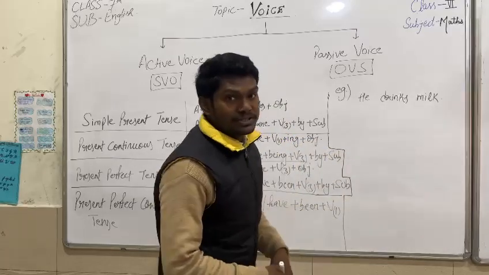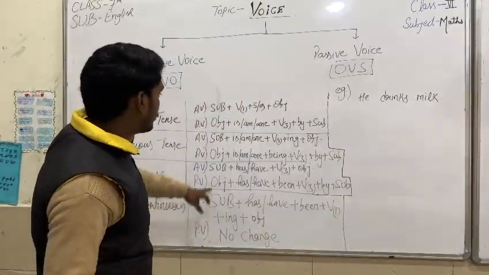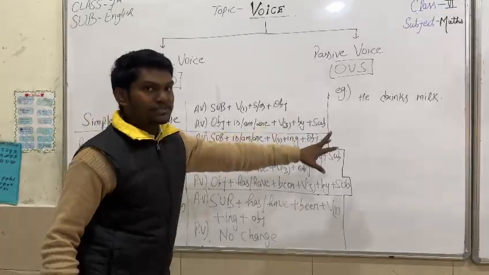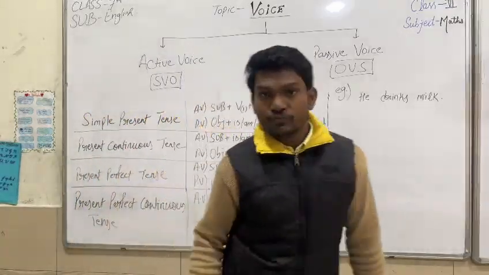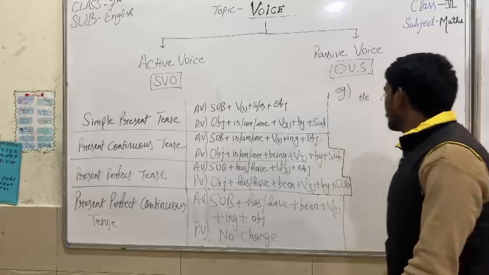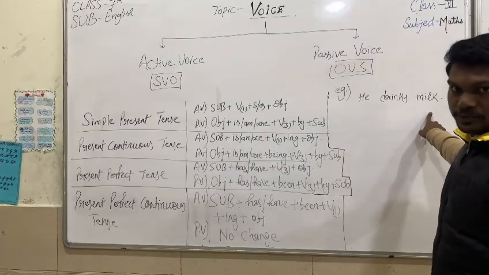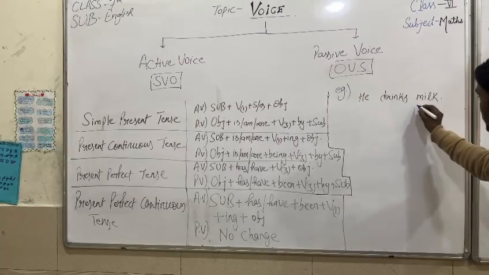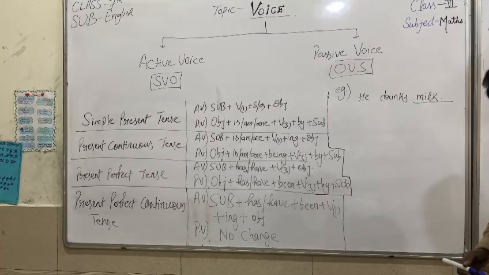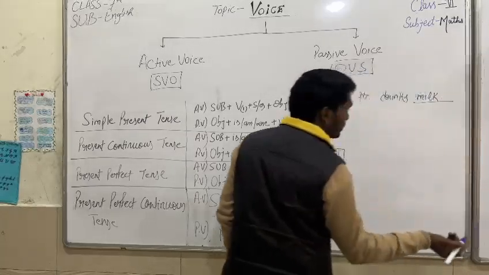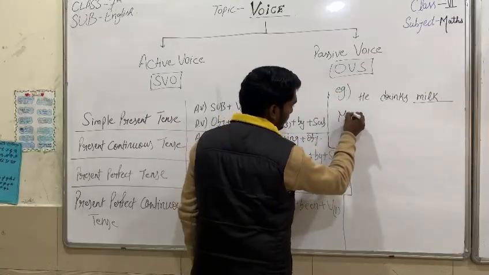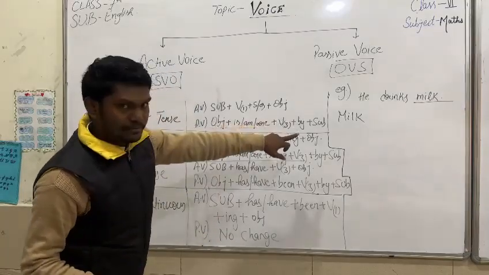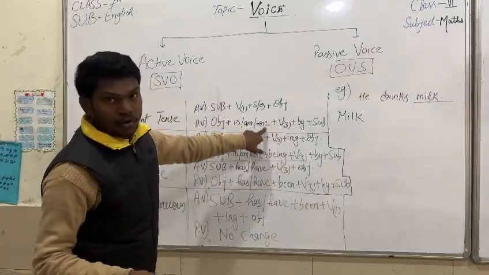He drinks milk. Now to change this active voice into passive voice according to the rule, object plus is, am, are plus third form of the verb plus by plus subject. It is quite necessary for us to find out the object in the sentence. He drinks milk. What does he drink? He drinks milk. So milk will be considered as the object. So let us write milk first. Milk. We have written the object here.